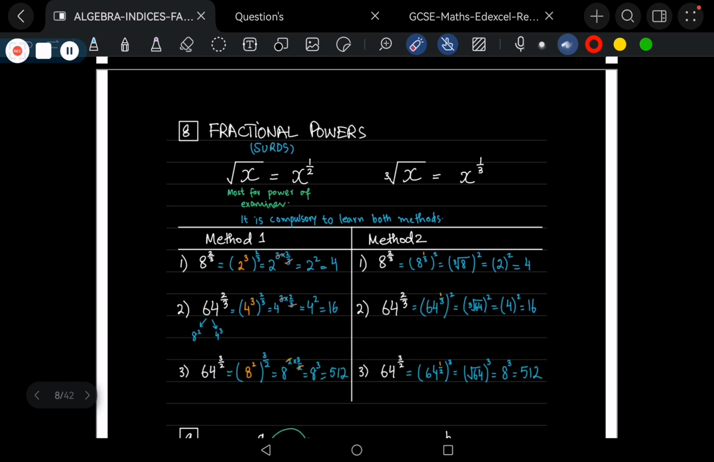Okay. Next one, square root. Square root of x means x power 1 over 2. And the next thing is cube root of x. Cube root means the power is 1 over 3. We will do some examples in order to understand that concept.